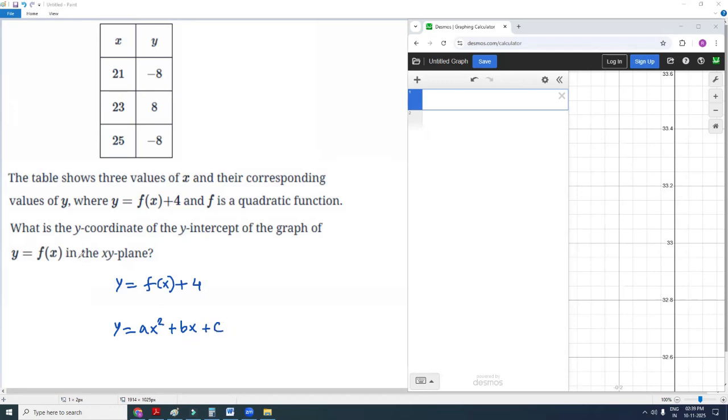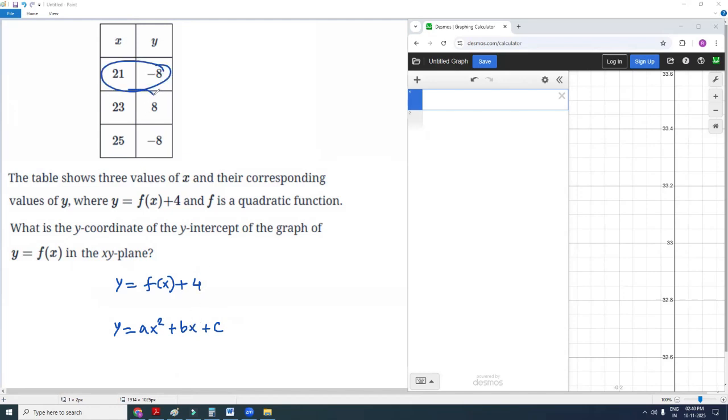Now, to get the y-coordinate of the y-intercept of the graph of this function f of x, first we have to get the function f of x. For that, we need the values of the three unknown constants a, b, and c. Here in the table, we have three values for x and three values for y for this function, y equals ax squared plus bx plus c. Now we can use Desmos to solve this problem.